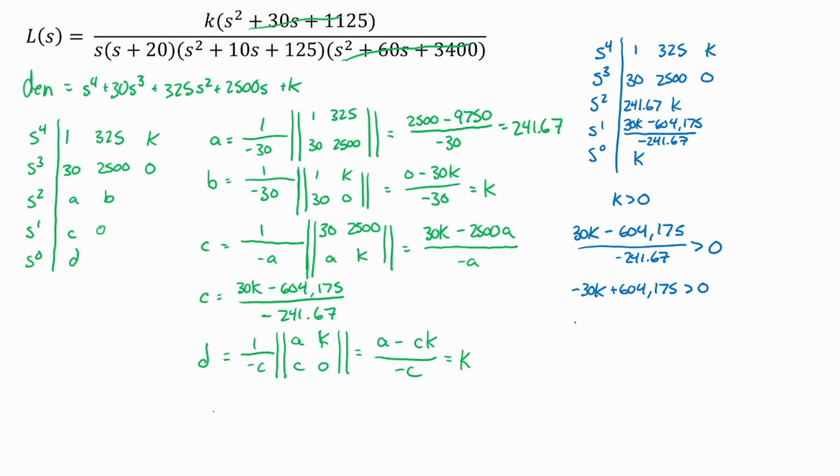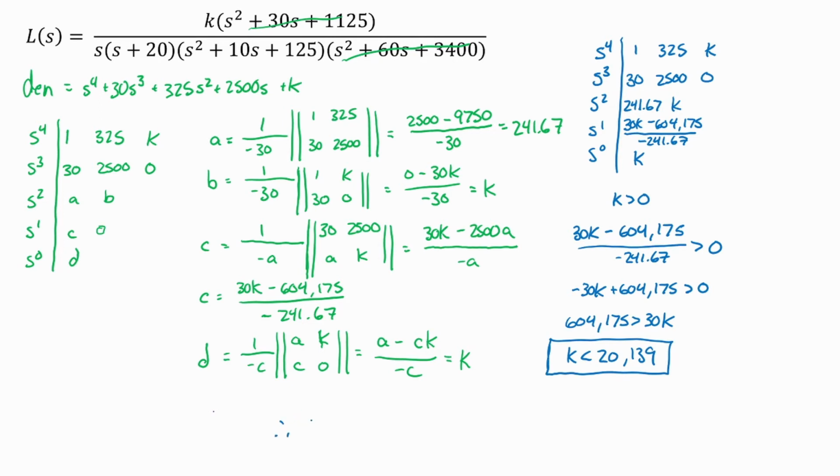So we can bring the k to the right hand side to make it positive. So we have 604,175 has to be greater than 30k. Therefore, k has to be less than 20,139, roughly. There's a couple decimal points on there, but we can ignore those.